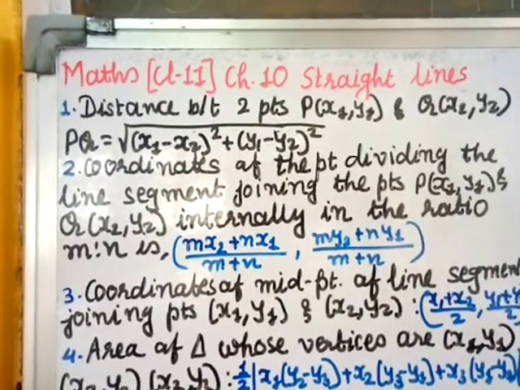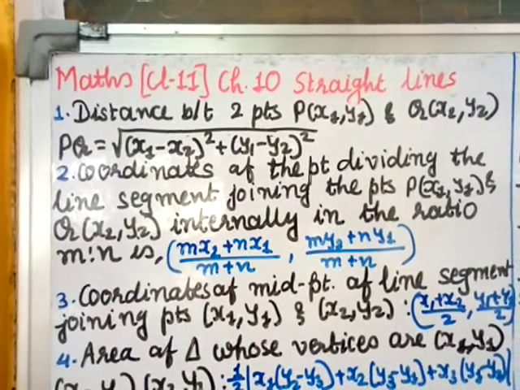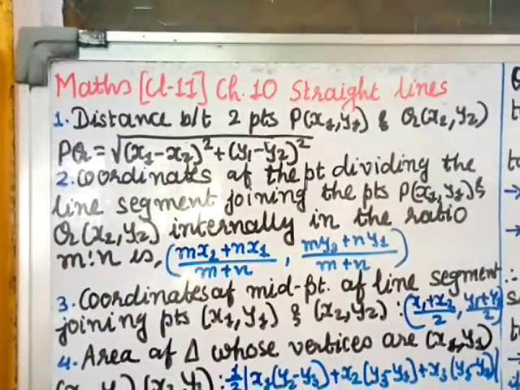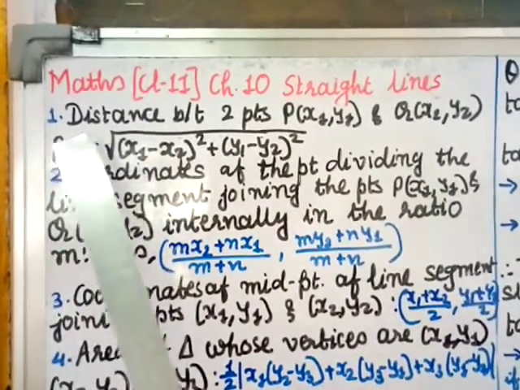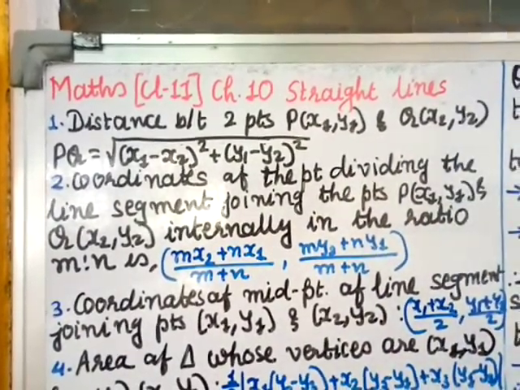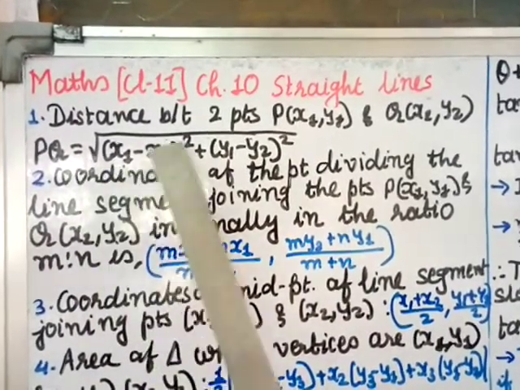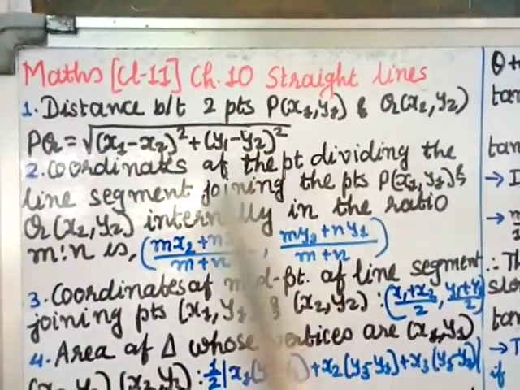We shall begin chapter 10 of Mathematics class 11, Straight Lines. We shall start with some known results. Number 1. Distance between 2 points P(x1, y1) and Q(x2, y2) is given by the distance formula. PQ is equal to under the square root (x1 minus x2) whole square plus (y1 minus y2) whole square.